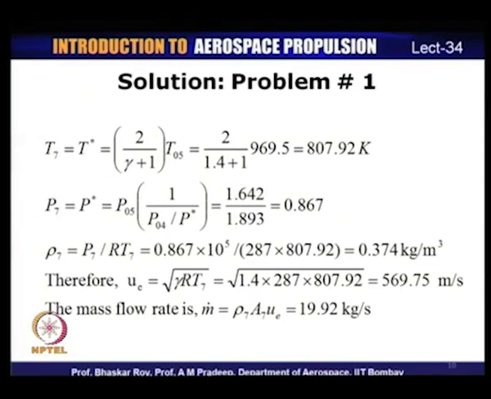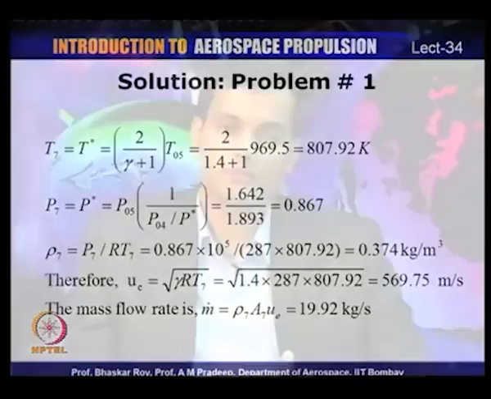Now, we know the exit velocity, the density and the area. Area has already been given in the question. We can calculate the mass flow rate. The total mass flow rate is now equal to rho 7 A7 into U E, which is 19.92. That is, rho is 0.374, area is given, exit velocity is also given. So, the mass flow rate at the exit of the nozzle is also calculated, and so now we know all the parameters required for calculating the thrust.